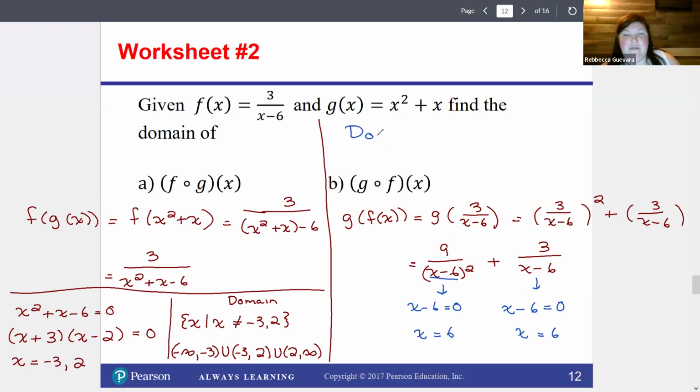So my domain is all x, with the exception that x cannot be 6. Or we'd say it's -infinity up to 6, union 6 to infinity.